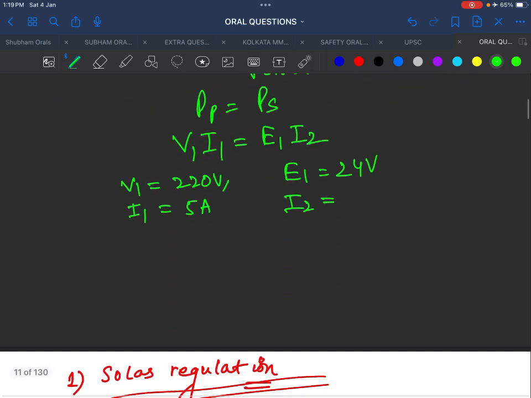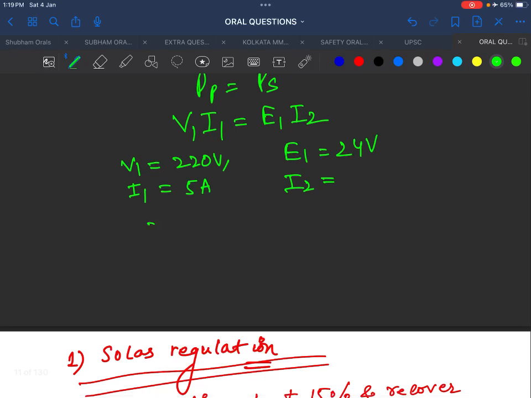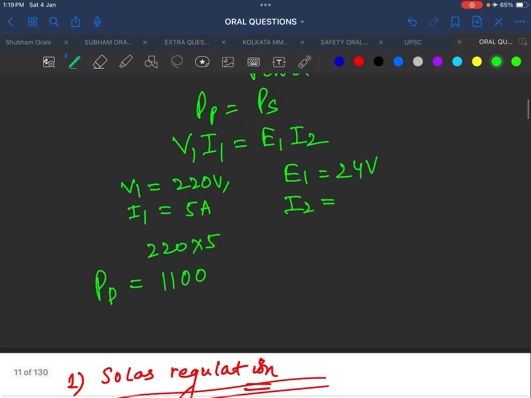Then what will happen to I2? Just check here: V1 into I1, you just do 220 into 5, that is 1100. This is the power for the primary side. So for the secondary also the power has to be maintained the same. So here 24 volt, and you have to calculate the current. Just calculate 1100 divided by 24, that is your I2. Once you calculate this current, you can see the current value will increase.